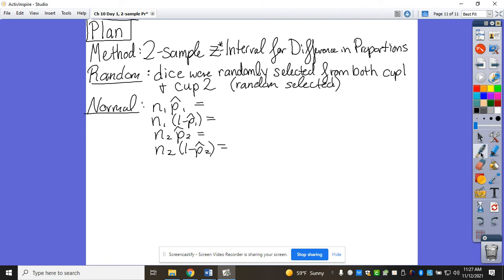Okay, so how many successes did we have in sample 1? How many failures in sample 1? Next two numbers. And so I am totally fine with you just doing that, showing that each one of them are.